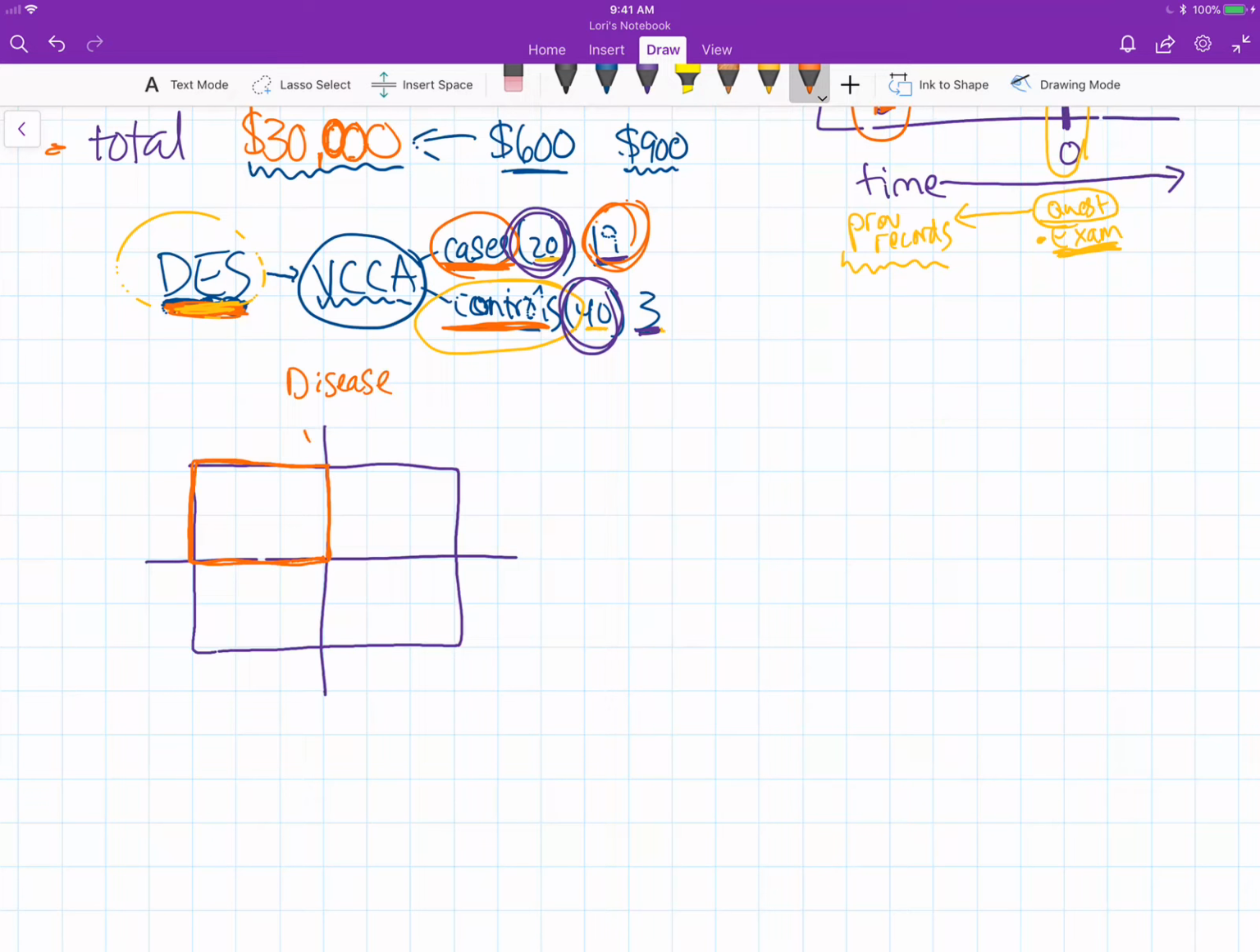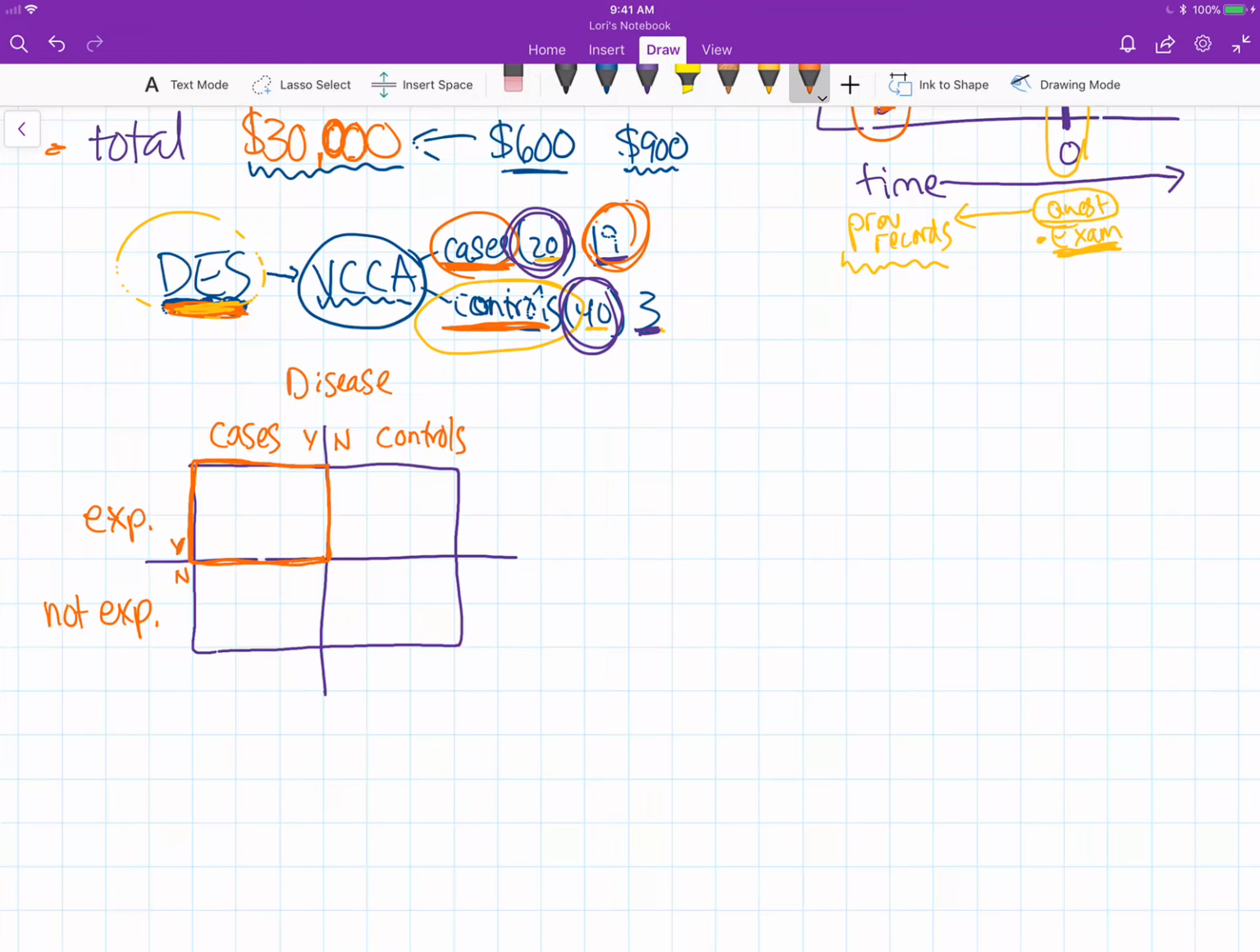And you could think of this as disease, yes, no. These are the cases. And these are the controls. And then on the row axis, this is our exposure. So this top row is exposed, and the bottom row is not exposed. So this is our risk factor. We could think of this as a risk factor, yes, no.